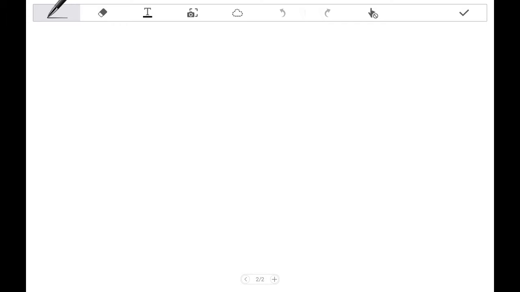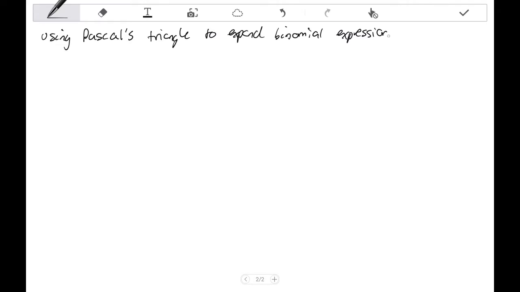So when it comes to C2, there's a few things that we need to do. The first of which is using Pascal's triangle to expand binomial expressions. That's the first thing that we're going to be doing.